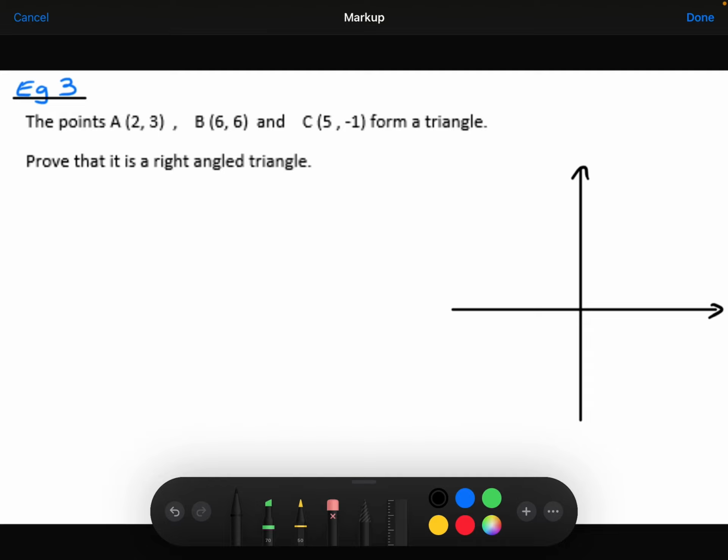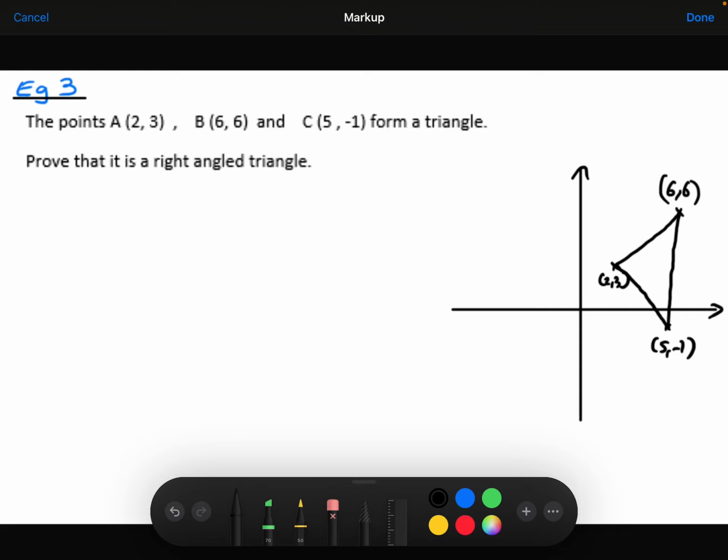So the point A is 2, 3, which is roughly here. The point B is 6, 6, which is up here somewhere. And the point C is 5, -1, which is roughly here. And these points form a triangle. And I need to show that this is a right-angled triangle.